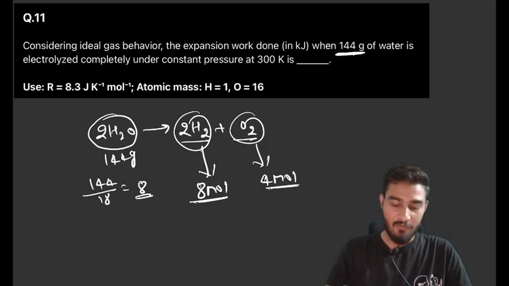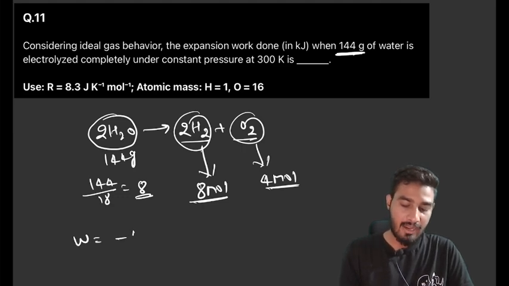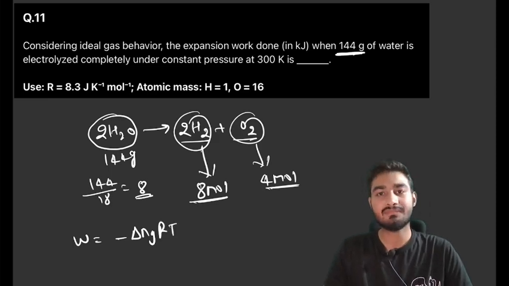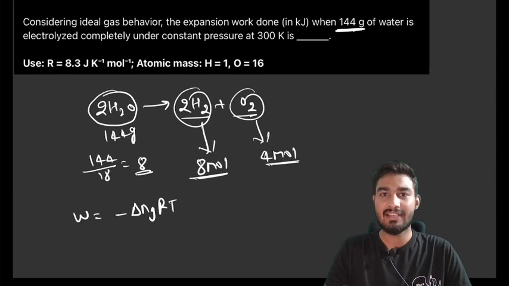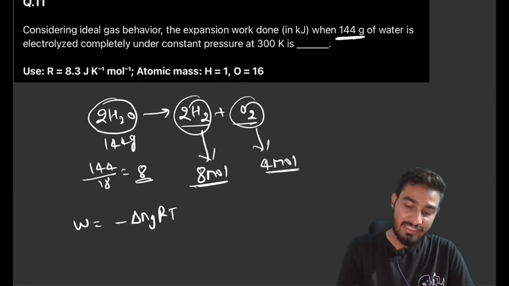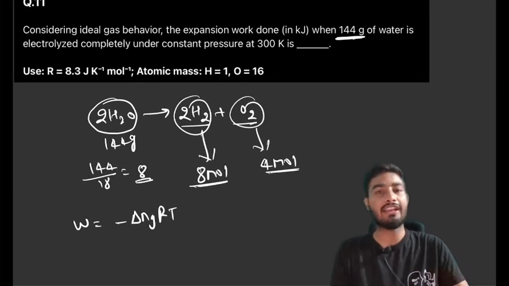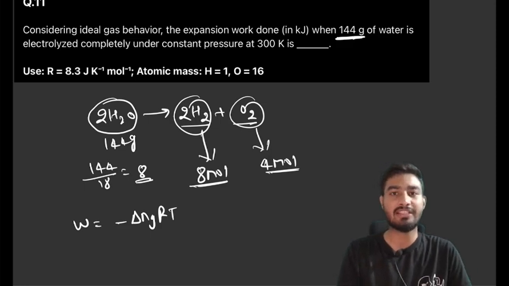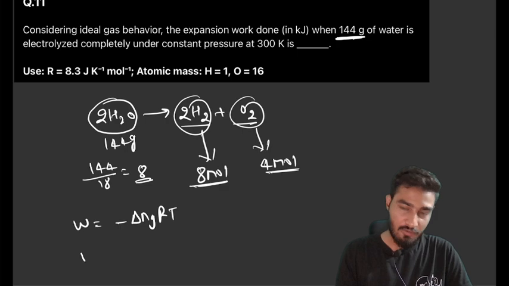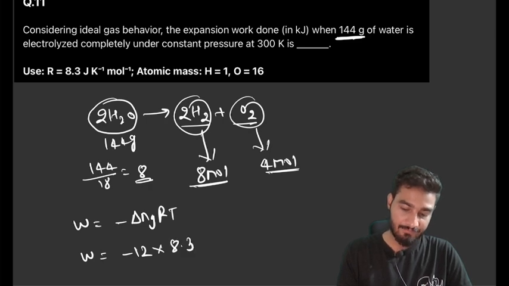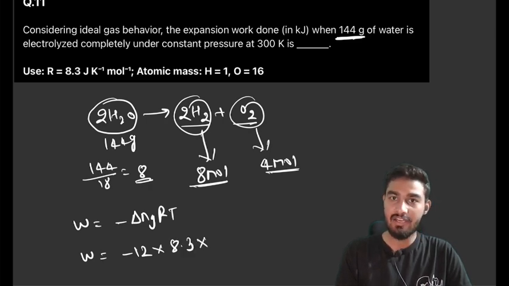And what is the work formula? W is equal to what? Minus delta Ng RT. This is the direct formula. Delta Ng: the final moles we have are 12 mole, and it is completely dissociated, so the initial moles will be 0. So W will be minus 12, since delta Ng is 12. The R value is given as 8.3, and the temperature is given to us as 300.